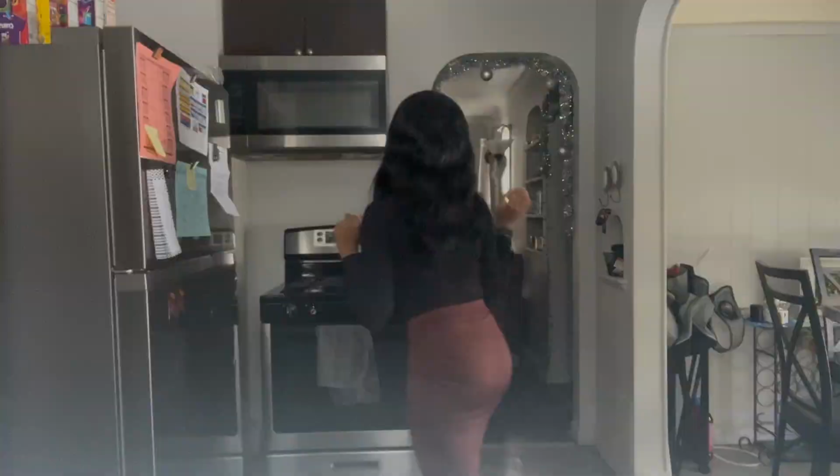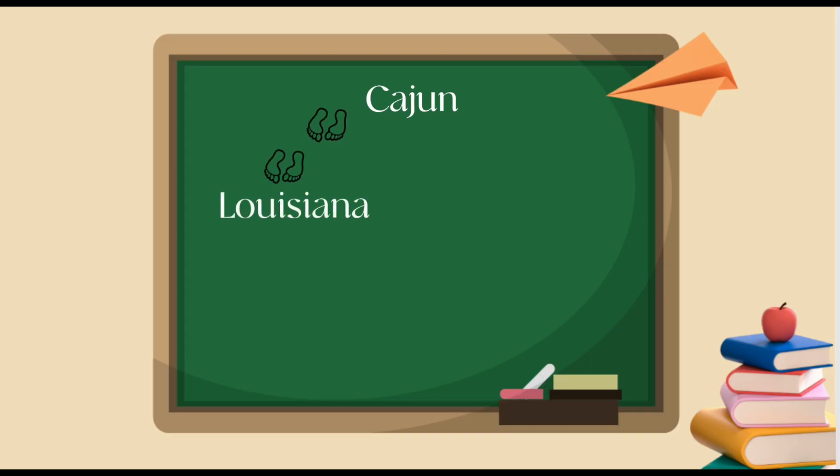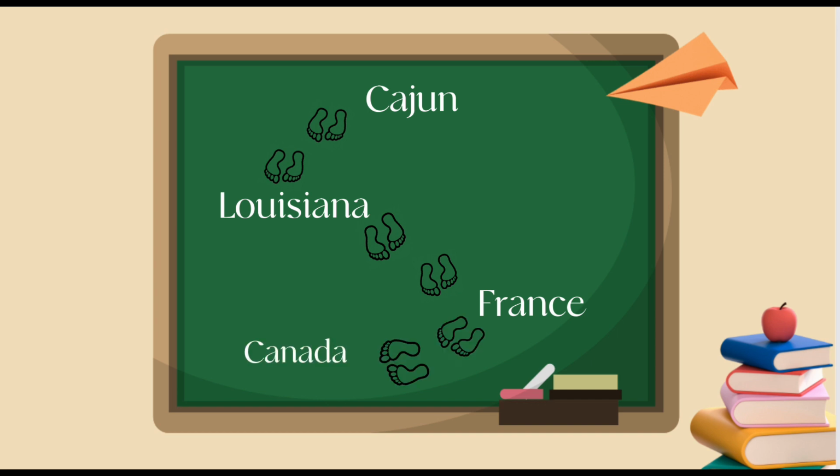Hi everyone, today I'm going to be showing you guys how to make Cajun shrimp and chicken Alfredo. Cajun seasoning originally came from the state of Louisiana from a group of people who had their roots in France but were immigrated to Canada, then eventually back to Louisiana.